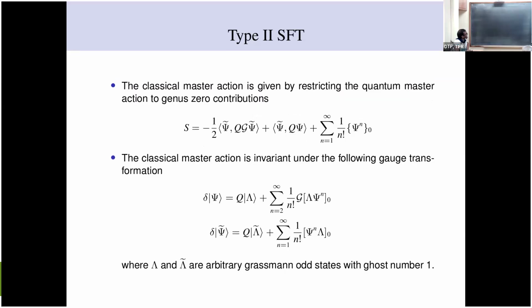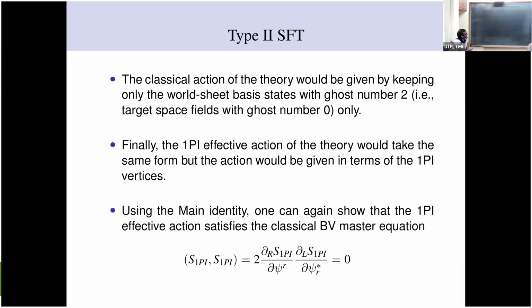Okay, so and the classical action of the theory, you can again define a notion of classical action by restricting only to string fields with target space ghost number 0, or basis space ghost number 2. And the 1PI effective action, again, you can give a similar interpretation. You can write it down in terms of these 1PI vertices. And again, using this main identity, you can show that the 1PI effective action satisfies this classical BV master equation. Okay, so that was this very quick, this type 2.